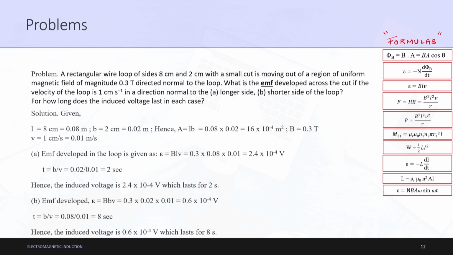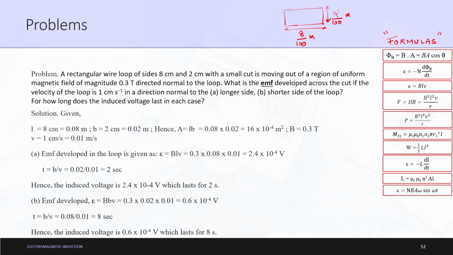A rectangular wire loop of sides 8 centimeter and 2 centimeter, that means the area is given to you, the length is given as 8 centimeter and the breadth is given as 2 centimeter. Please make sure to standardize the units everywhere. You need to convert centimeters to meters here. That means it will be divided by 100 to convert it into meter, and this also by 100 to convert it into meter.